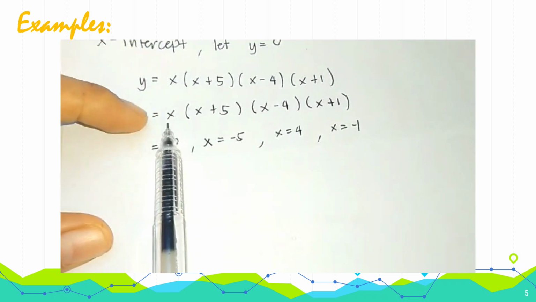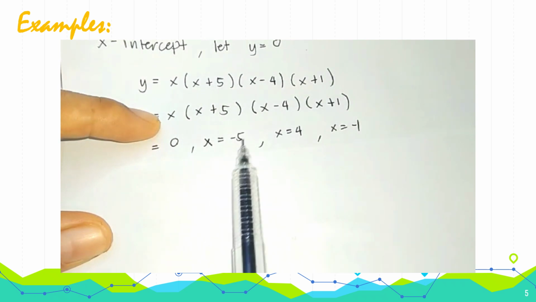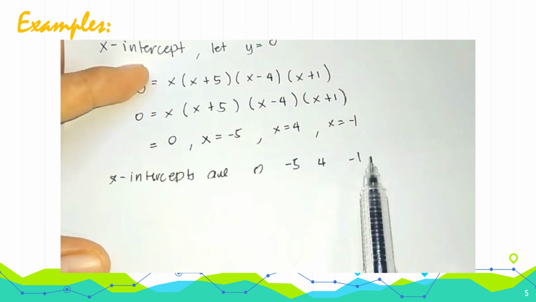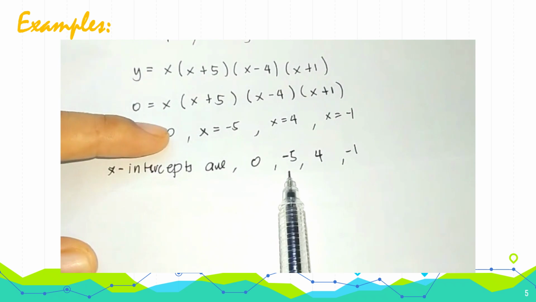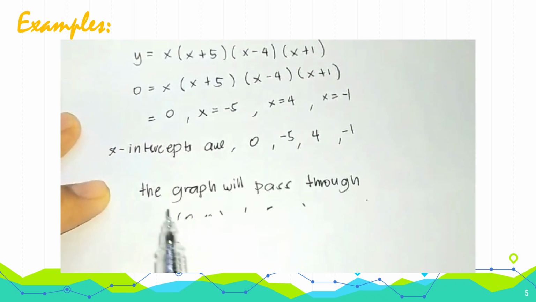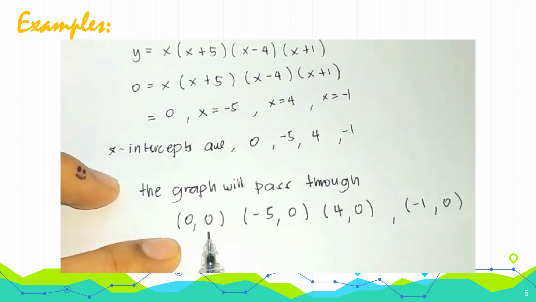So our x here will be 0, x here will be negative 5, x here will be positive 4, and x here will be negative 1. So we say that the x-intercepts are 0, negative 5, 4, and negative 1. So the graph will pass through the points 0, 0, negative 5, 0, 4, 0, and negative 1, 0.